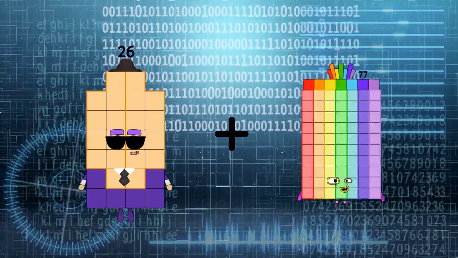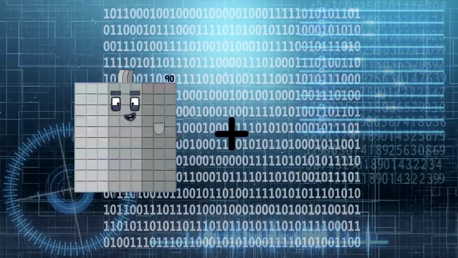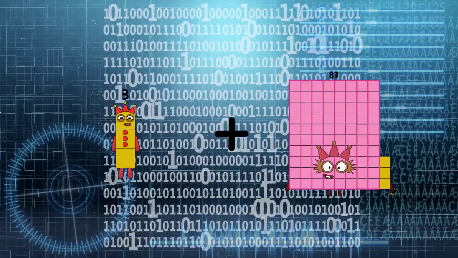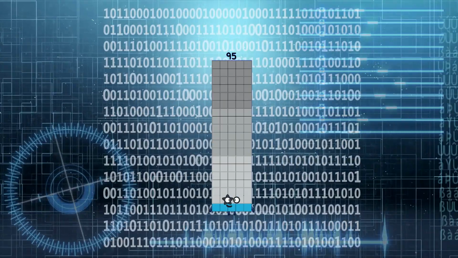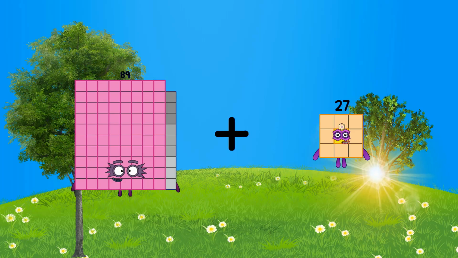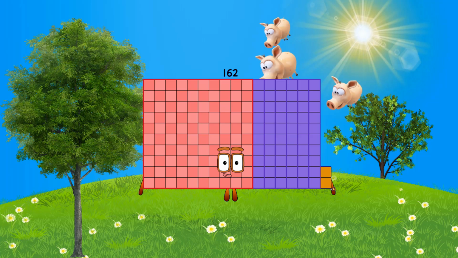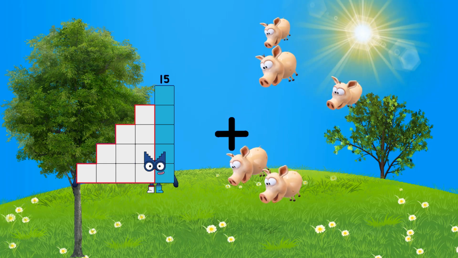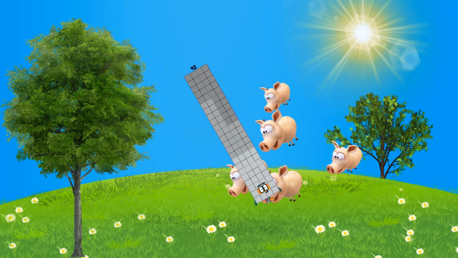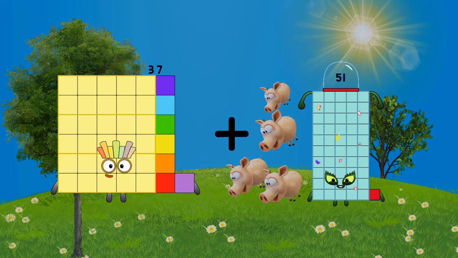26 plus 104 equals 130. 133 plus 92 equals 95. 89 plus 73 equals 162. 15 plus 77 equals 92.